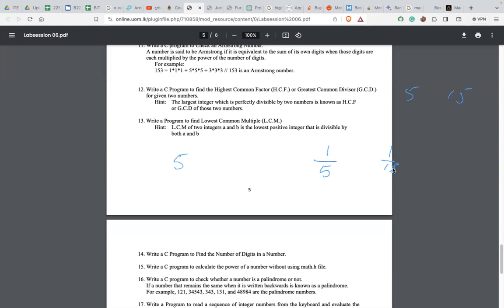Likewise take the 15. The 15 can be divisible by multiples of 15. Okay, that means the least one should be 15.